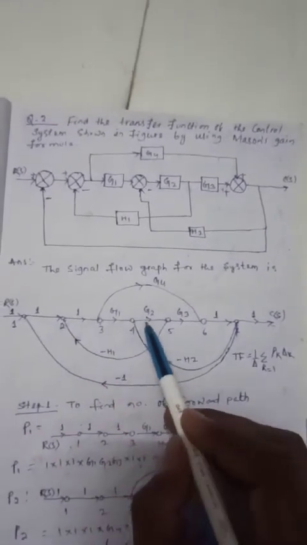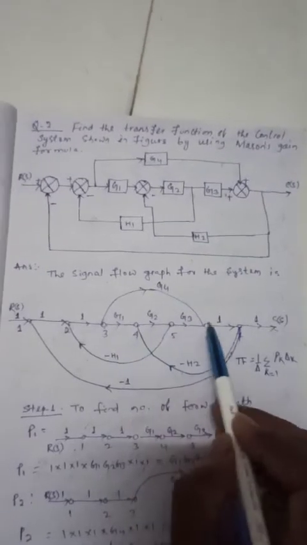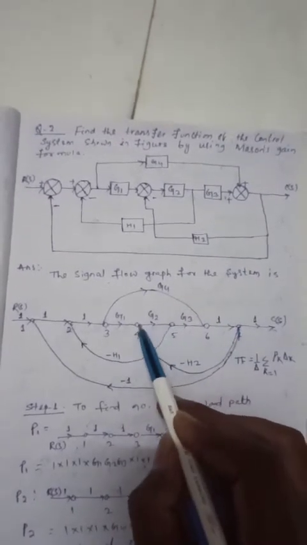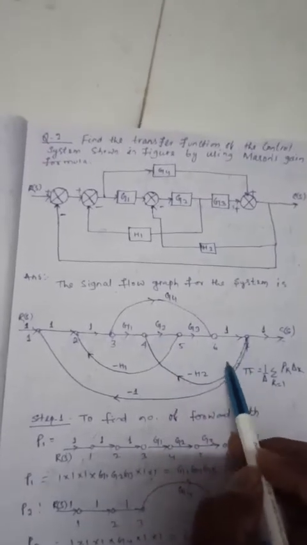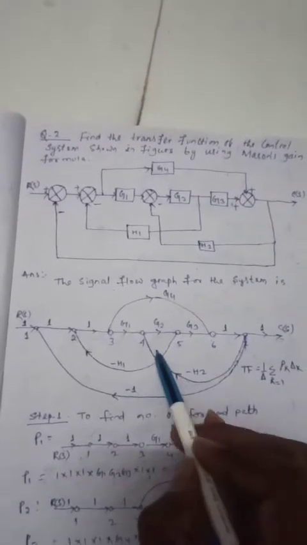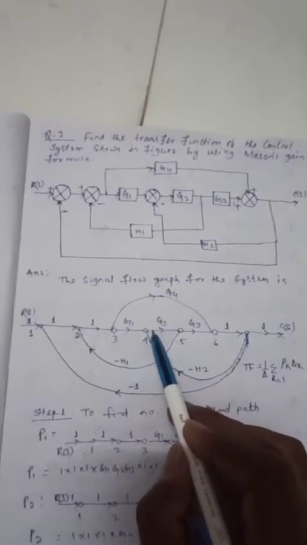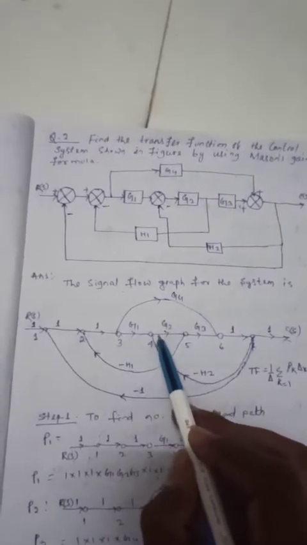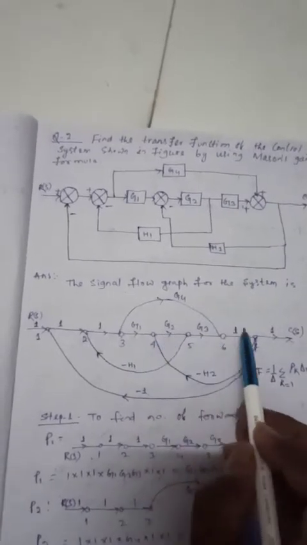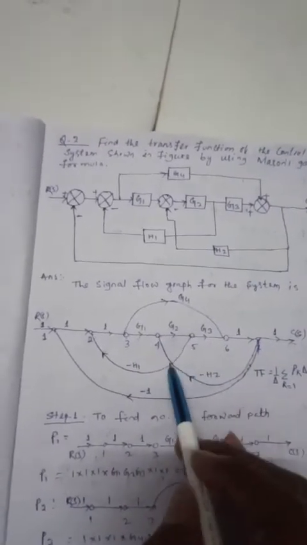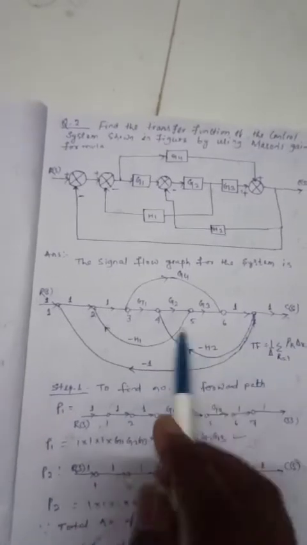Clear? Then here 4 to 7. The signal is going in this way 4, 5, 6, 7 and coming through this -S2 and ending at 4. That means the signal goes out from node number 4 and ends at node number 4. So it is an individual loop. Clear? Then another loop is there.